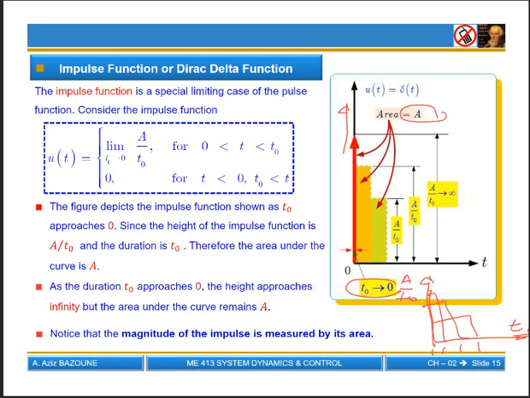So when the time goes to 0, the height goes to infinity. And this is known as the impulse. The impulse is a huge force generated in a small amount of time. We call it the impulse.